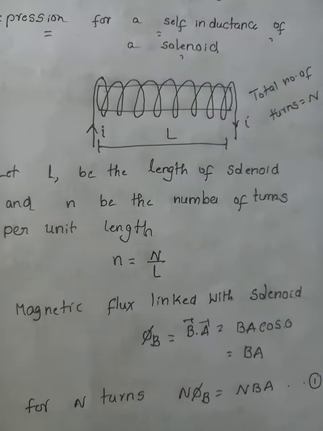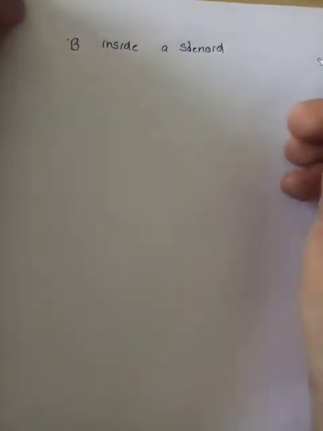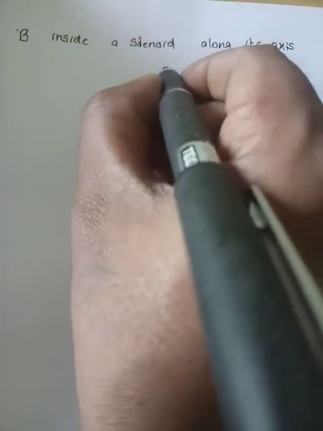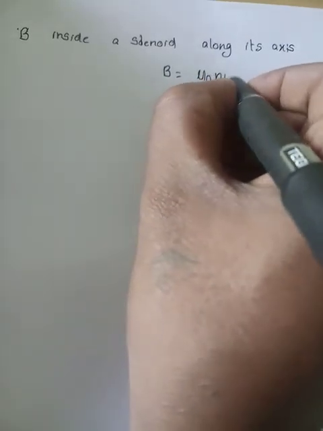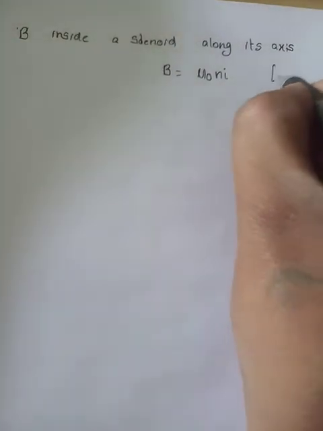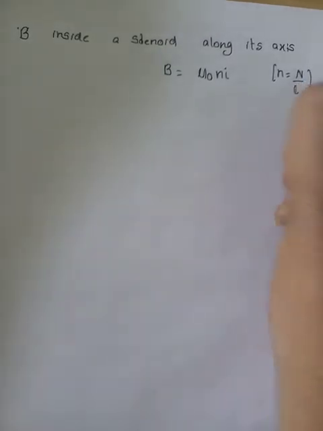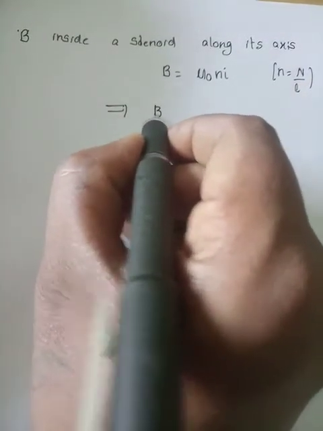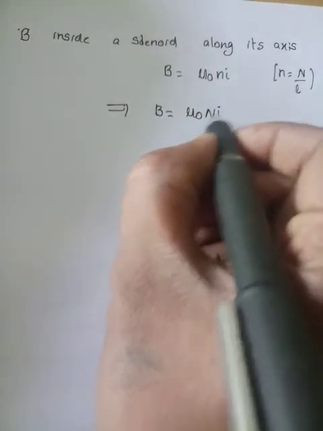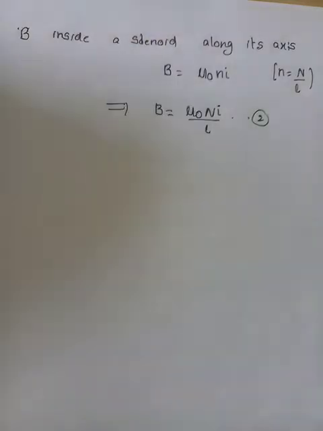We already derived it in the previous chapter, moving charges and magnetism. The magnetic field inside a solenoid along its axis is B equal to mu naught n i. As we know, n is the number of turns per unit length, N by L. So, I can write this as B equal to mu naught N i by L. Substitute equation number 2 in 1.